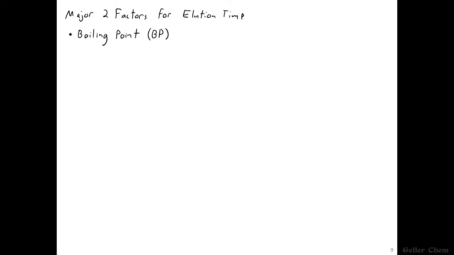Lower boiling point means faster flow through the column, thus a lower or smaller retention time. Let's write that as follows. Lower BP means faster flow through column, which means lower retention time, or T subscript R.